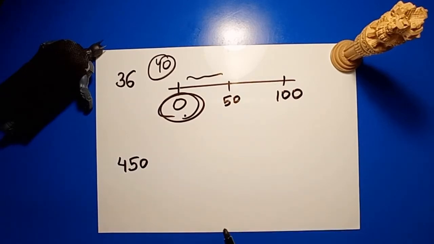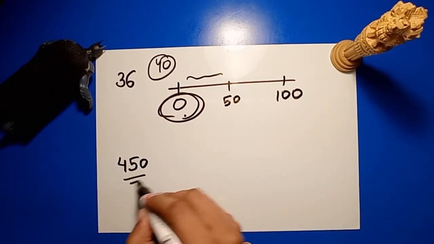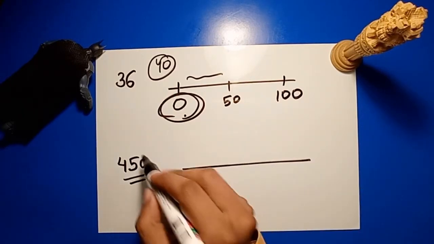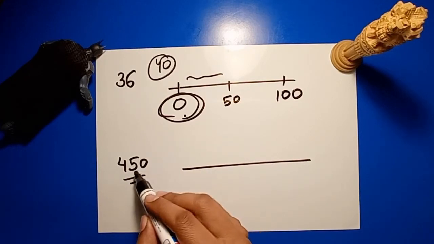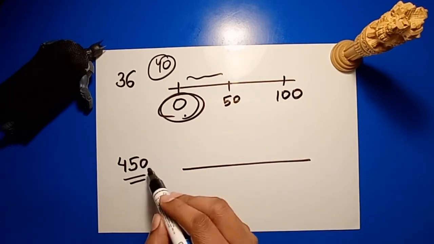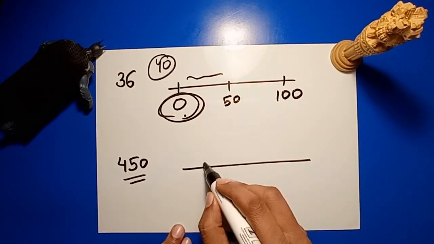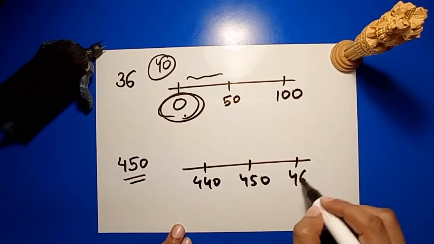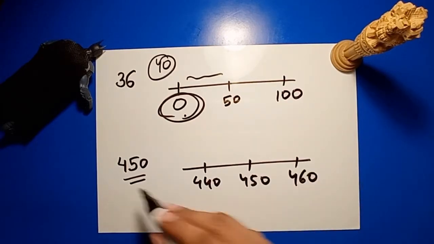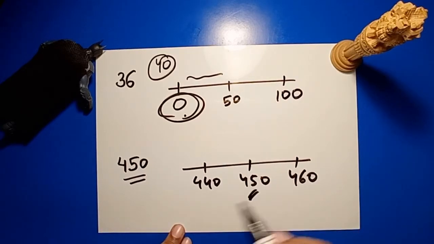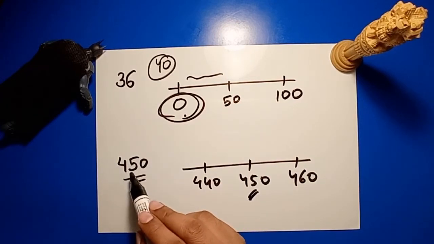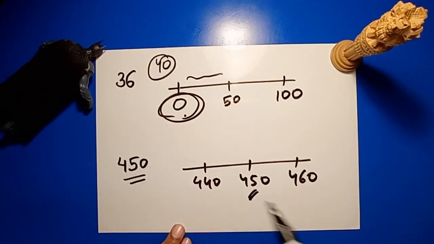Let's just say somebody asks a trick question. 450 rounded to the nearest 10. Okay, but it is already a 10 because it is 50, 50. So if I were to plot it, 440, 450, 460, like this. So the number already sits right here. So this number rounded to the nearest 10 is itself. So it doesn't become 440 or 460. It remains 450.